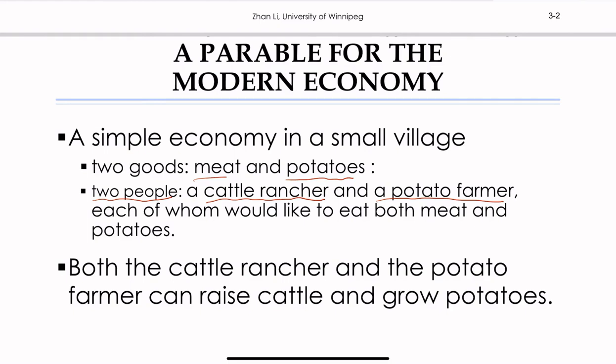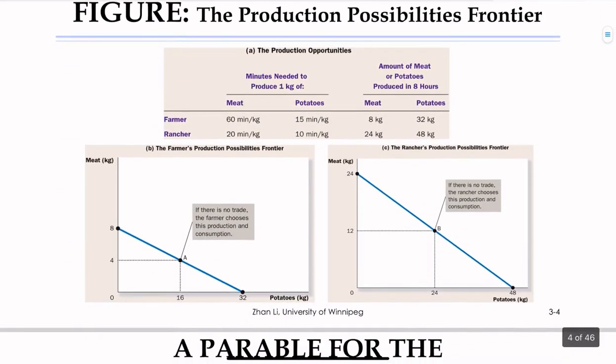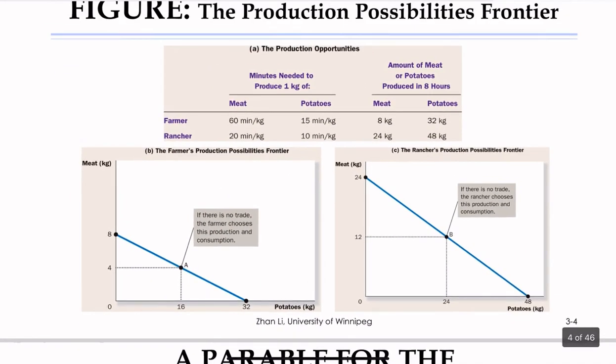You can guess that the first guy is called cattle rancher because he is better at raising cattle. The second guy is called potato farmer because he's better at growing potatoes. However, they can do both. So now let's look at the production possibilities frontier.